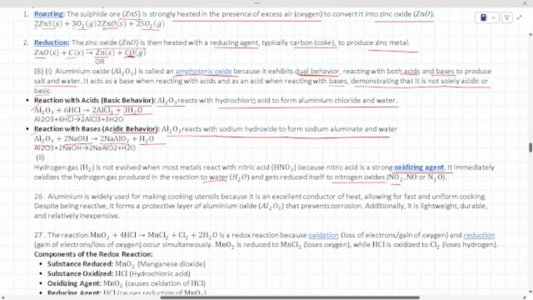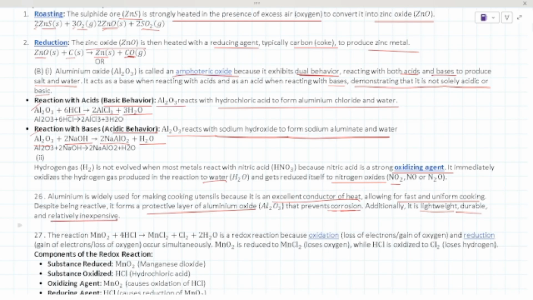So let's see here. Aluminum is widely used in utensils because it is an excellent conductor of heat, allowing for fast and uniform cooking. Despite being reactive, it forms a protective layer of aluminum oxide that prevents corrosion. Additionally, it is lightweight, durable and relatively inexpensive. Is it clear?